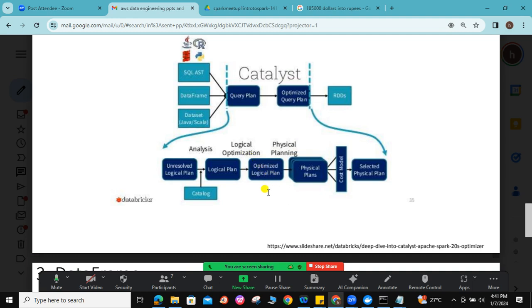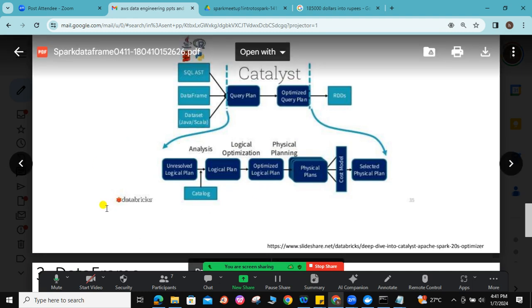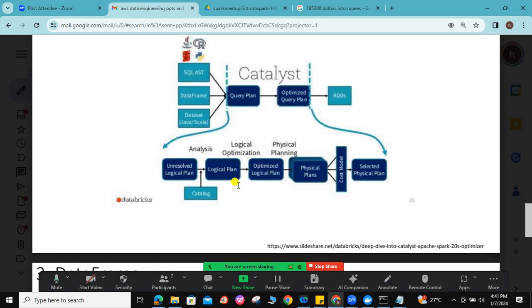optimized plan. It tries to say whether at the source we take this data, it's better, or at the target we join the lookup. So many things it calculates, and it comes up with 2 to 3 ways of optimized plan. In the physical plan, it checks the cost and time of each of those 3 or 4 ways, and finally the final code is selected.